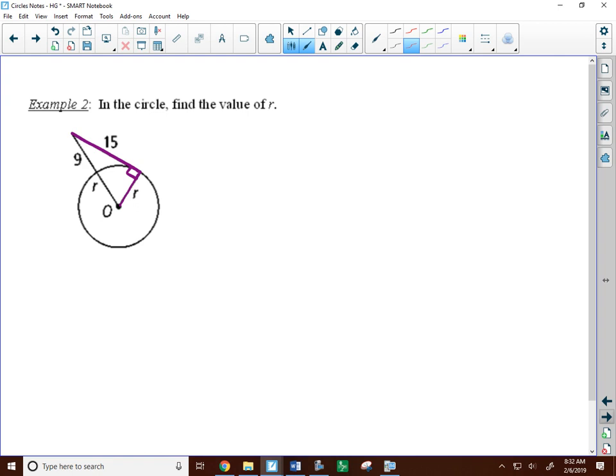Okay, and now I have a triangle. That's a right triangle. And we should think back to our work with right triangles. Well, we don't know it's 30, 60, 90. And we don't have two lengths of the full sides of the triangle. So we use the Pythagorean theorem.